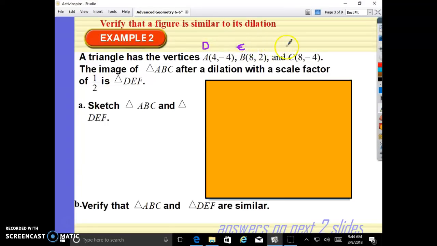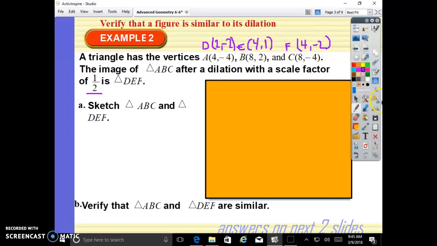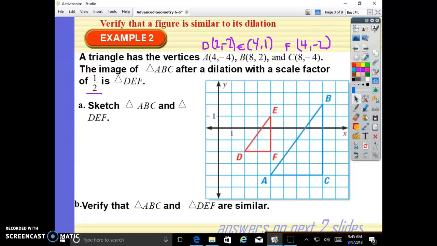So our image of A is point D. We have a scale factor of 1/2. Multiply by your scale factor. Half of 4 is 2. Half of negative 4 is negative 2. 8 times 1/2 is 4. 2 times 1/2, or 2 divided by 2, is 1. 8 divided by 2 is 4. Negative 4 divided by 2 is negative 2. And these are our image points.